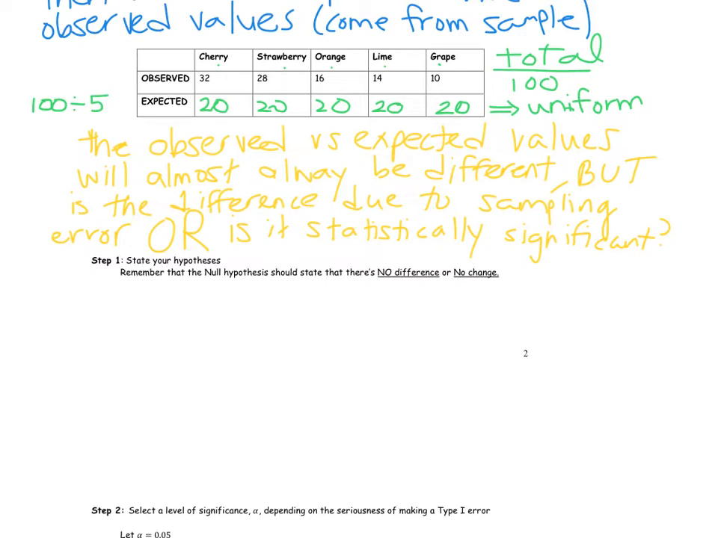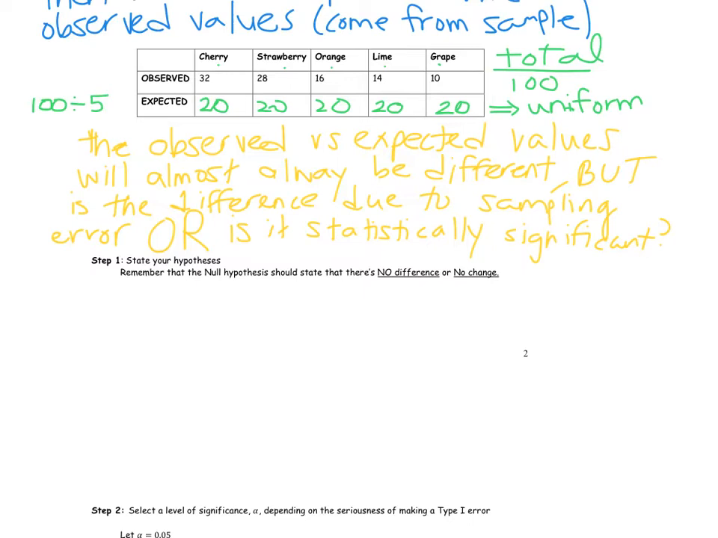Okay, and again, it's always nice to hypothesize at this point. 32 and 20 definitely seems like a big difference, but then 16, 14, what's the cutoff? When will we say, okay, there's definitely a difference, or no, it's probably just due to sampling error? Well, this is a hypothesis test, so let's get on with the show.